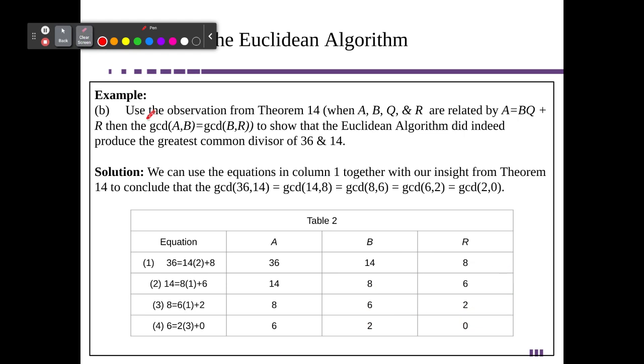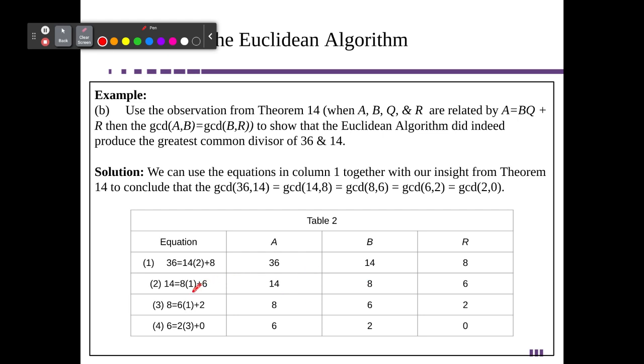All right, in example B, very similar problem. I'll let you work your way through that and take a look at it. But the idea is to use the observation from Theorem 14 to show the Euclidean algorithm did indeed produce the greatest common divisor. We can use the equations of the first column together with our insight from the Theorem 14 to conclude that the GCF of 36 and 14, which is equal to 2, is equal to the GCF of 14 and 8, which is equal to 1.